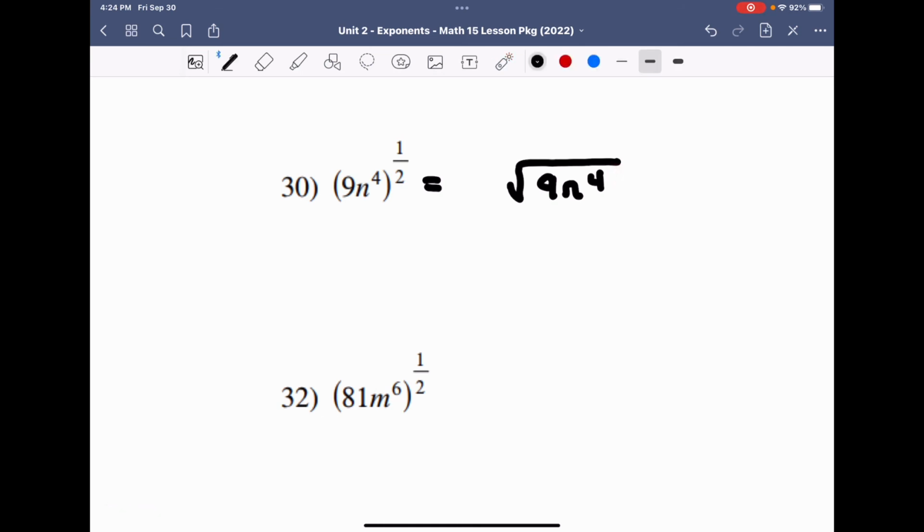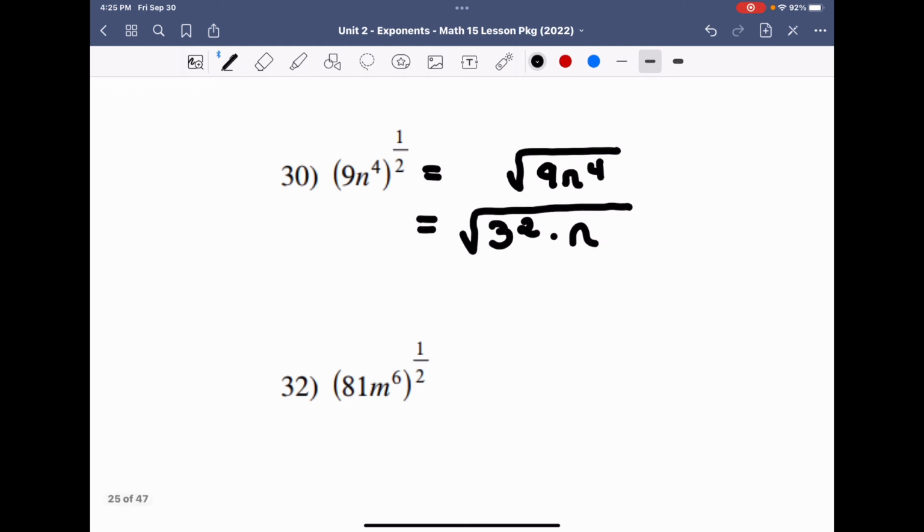And so now I'm thinking, can I break these both apart into something that is squared that can cancel with the square root? Meaning, if I have this, what number squared represents 9? It's 3 squared. What can n be raised to that makes 4 in terms of a square? Well, n squared raised to the second power, 4 is equal to, by power rule, 2 times 2.